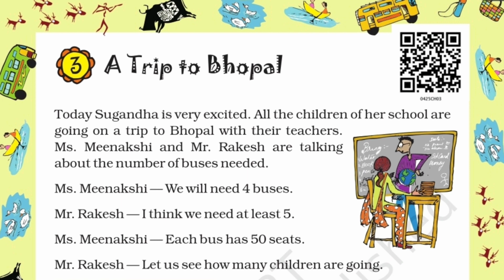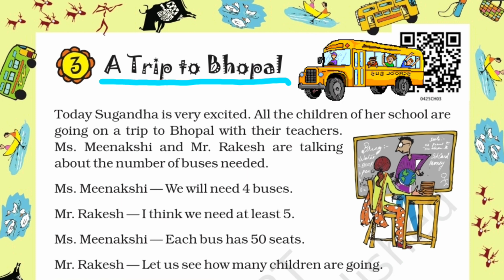Today we will learn Class 4 Mathematics, Chapter number 3. Lesson name is A Trip to Bhopal. In this lesson, students are very excited to go on a trip to Bhopal. We will be learning many mathematical questions based on this trip. All right, so let's go into the lesson.